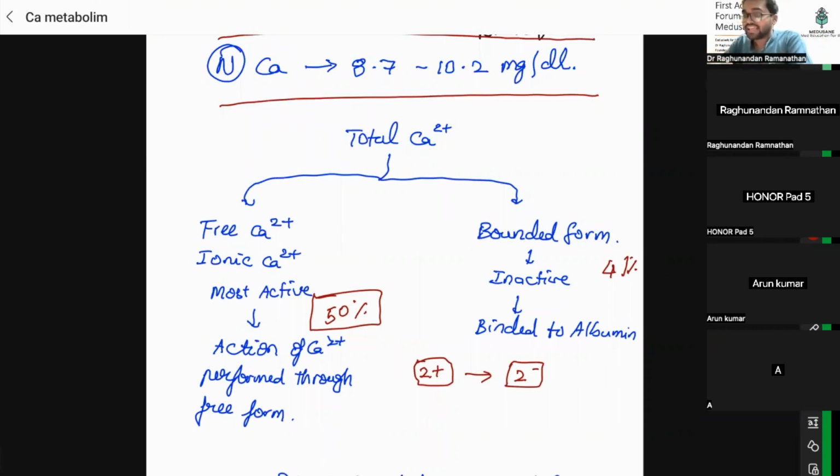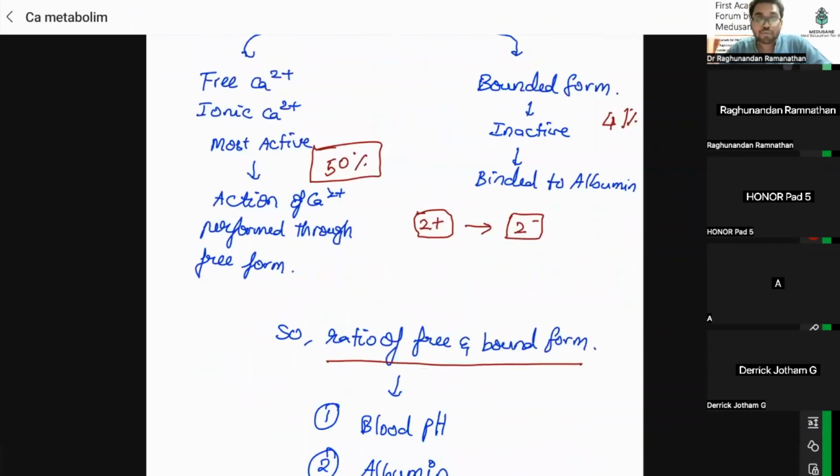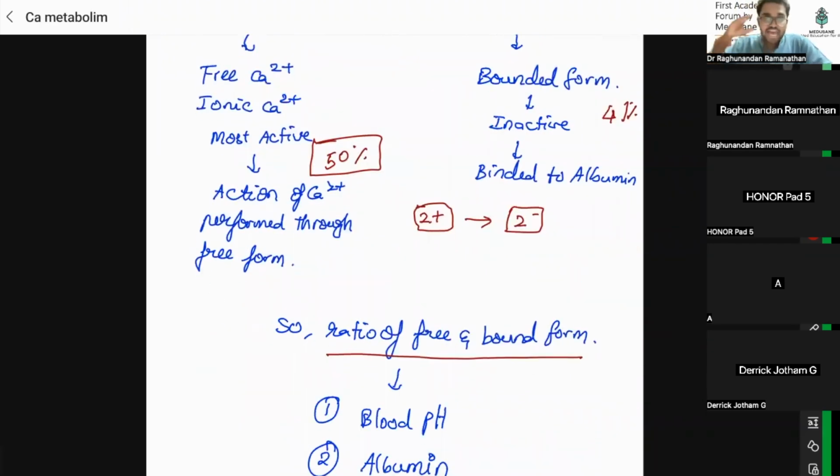Okay va? So அதை யார் decide பண்றாங்க? அப்படிங்கறத நம்ம பார்க்கிறோம். So ரெண்டு factor தான் which is going to decide. Okay, what are the two factors? ஒன்னு வந்து bloodல இருக்கக்கூடிய pH. இன்னொன்னு albuminோட content. Very simple. Albumin is required to make it a bound form.